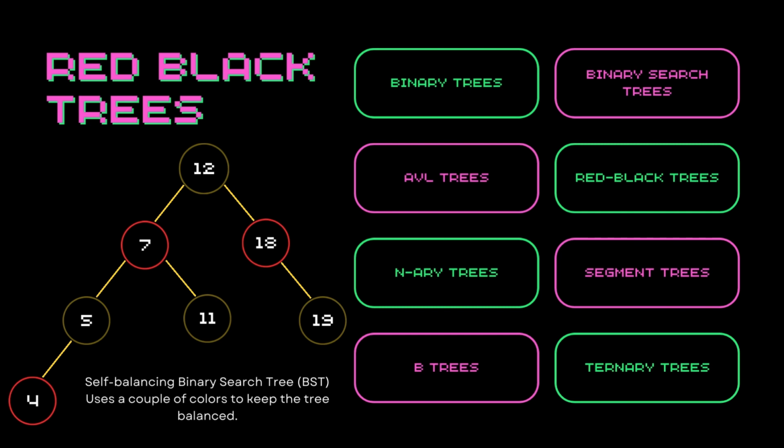Red-black trees, they are also self-balancing binary search trees, but they use colors to keep them balanced. So again, how these colors are assigned to each node, how the whole thing works has different criteria. They are quite elaborate. So just know that they use red and black colors to just make sure the whole tree is balanced.